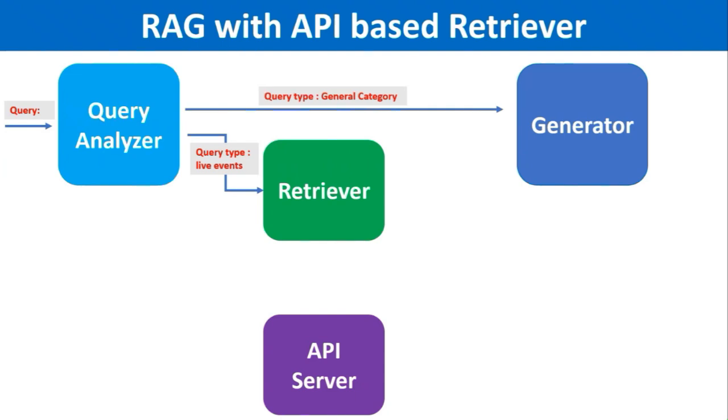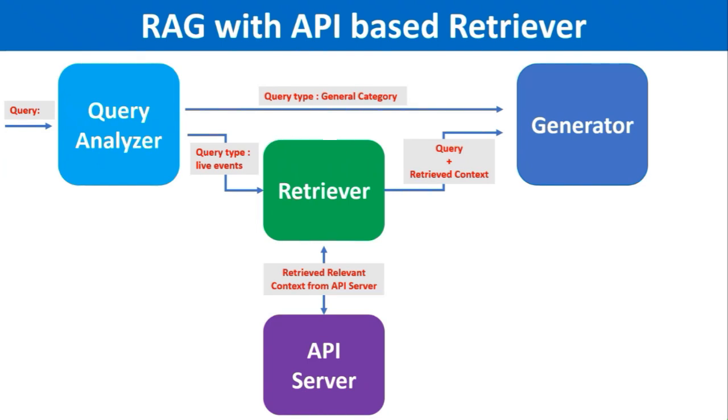If the query is not about live data from the API server, if it is a general knowledge question, then the query is directly submitted to the generator. Imagine if the query is about the stock price, then the retriever interacts with the external API server to fetch the relevant data. The retrieved context from the API server is combined with the original query to form a context-augmented input. This ensures that the system has both the user's intent and the relevant live information.